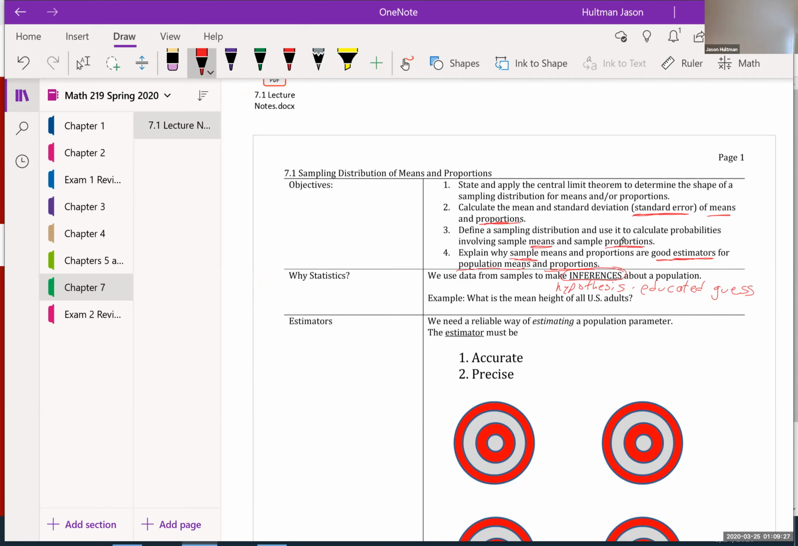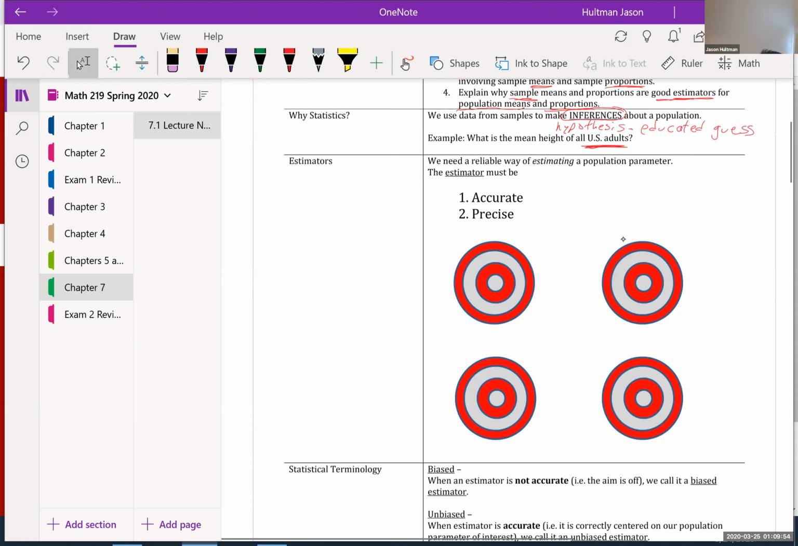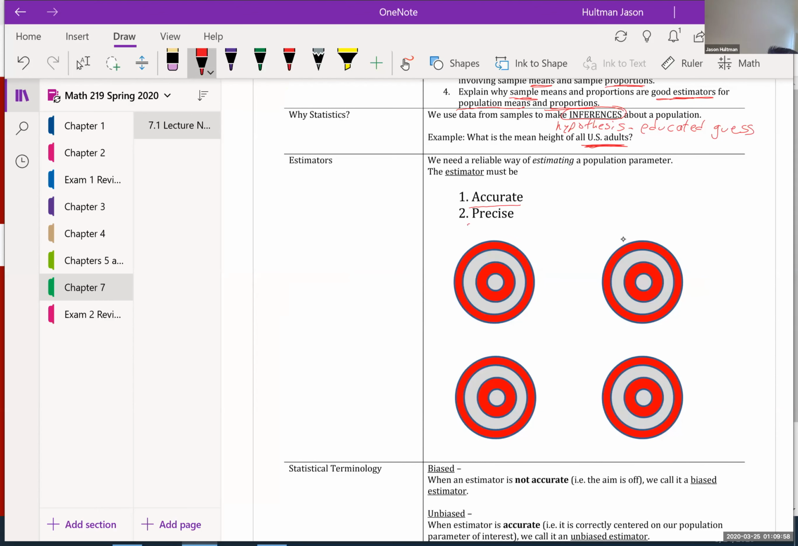For example, what is the mean height of all US adults? We wouldn't be able to survey all of the US adults. What we would do is sample a bunch of them, and then make an educated guess based on the sample, based on the sample size. We need a reliable way of estimating a population parameter. It needs to be both accurate and precise.